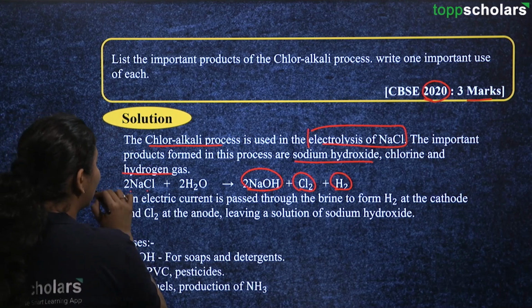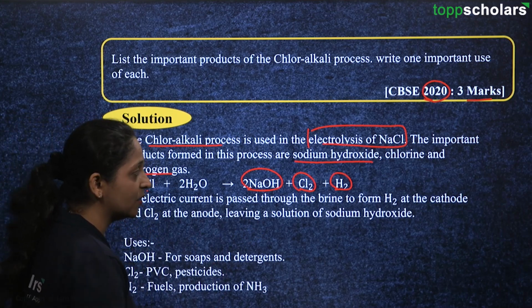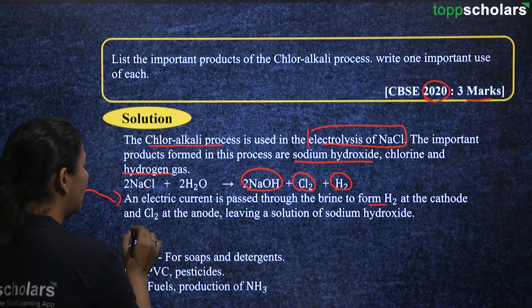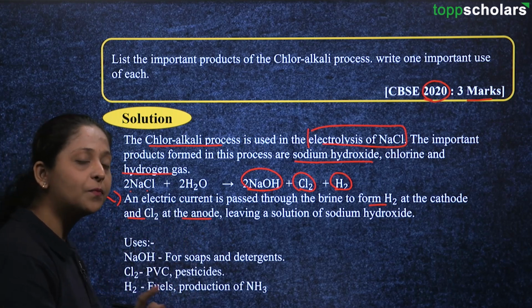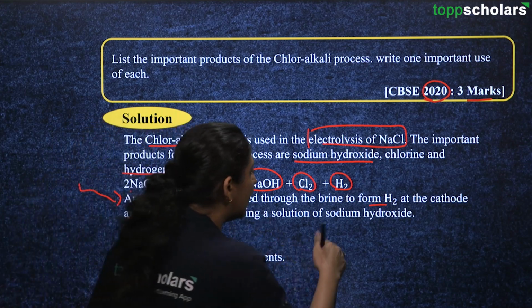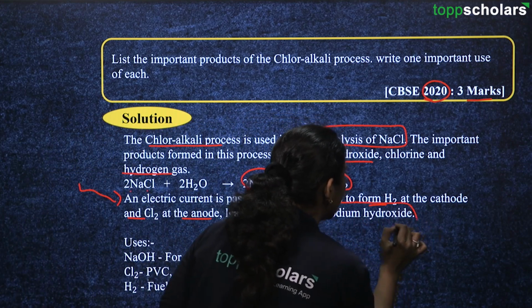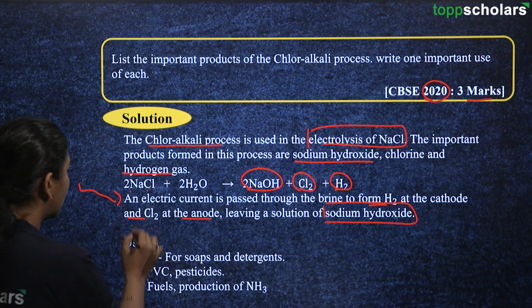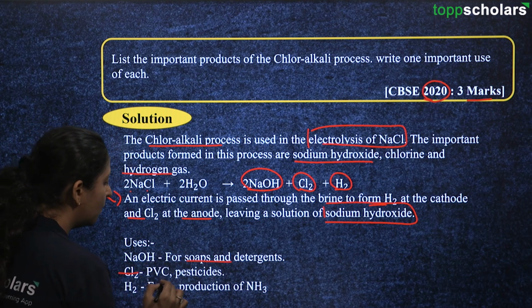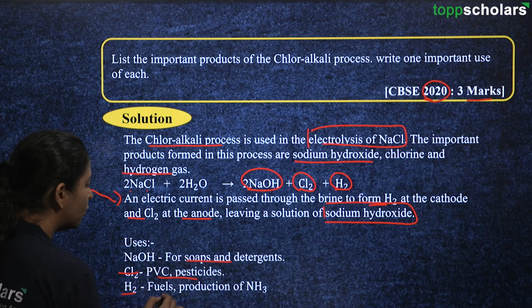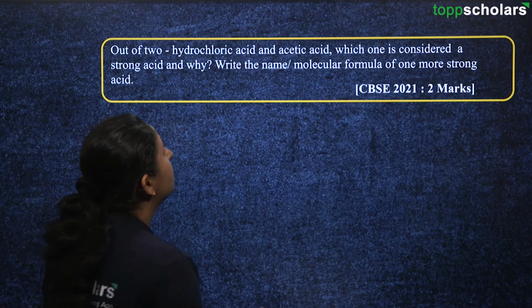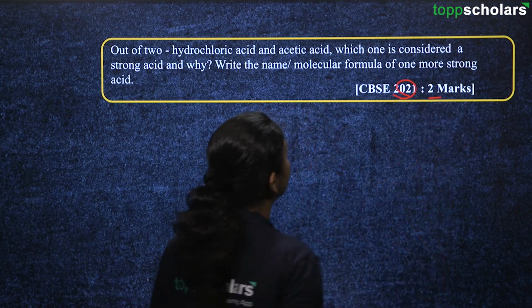When an electric current is passed through the brine, H2 is formed at the cathode and Cl2 at the anode. As both gases move towards their respective electrodes, what is left in the solution will be sodium hydroxide, correct? So what are the uses of these? Sodium hydroxide will be used in soaps and detergents, Cl2 will be used in PVC and pesticides, and hydrogen will be used as a fuel and in the production of ammonia. Clear?